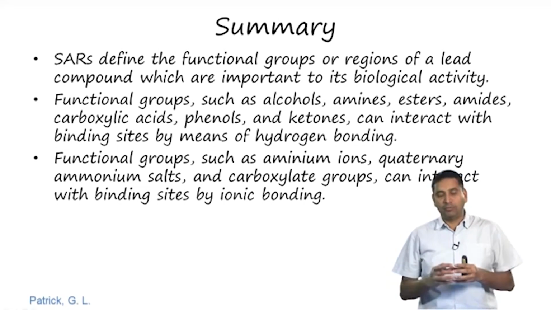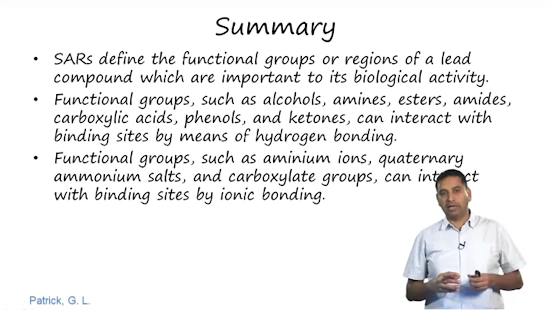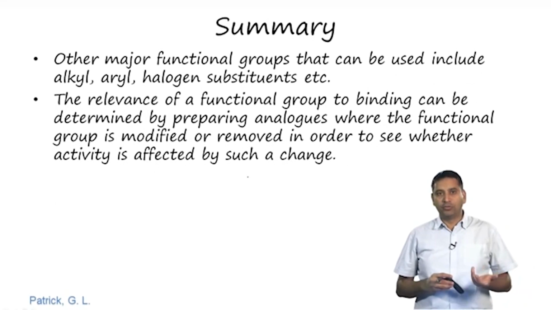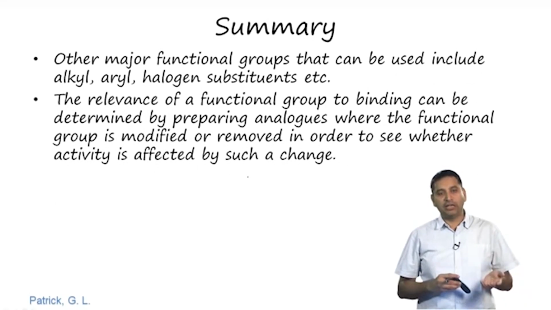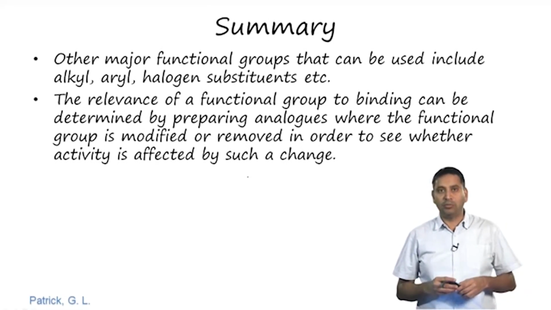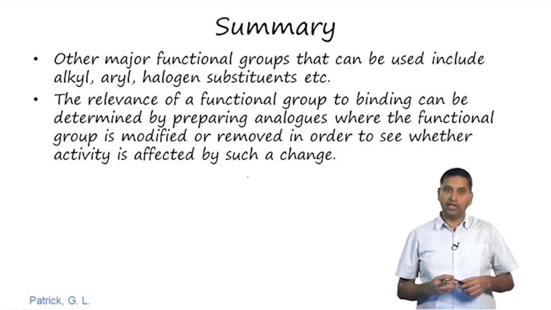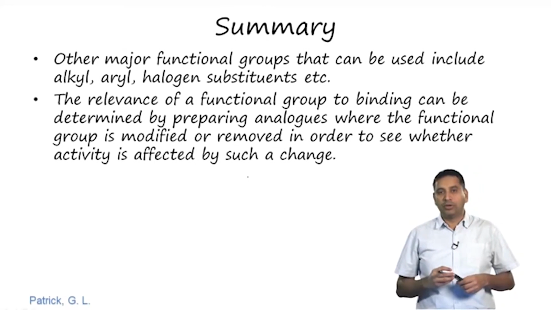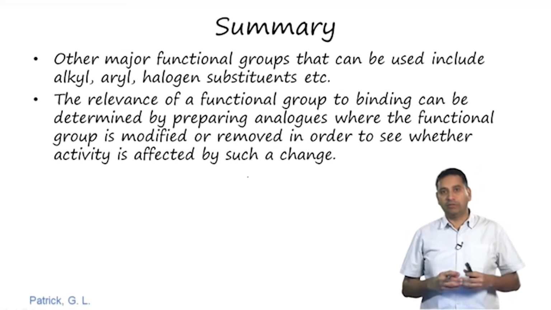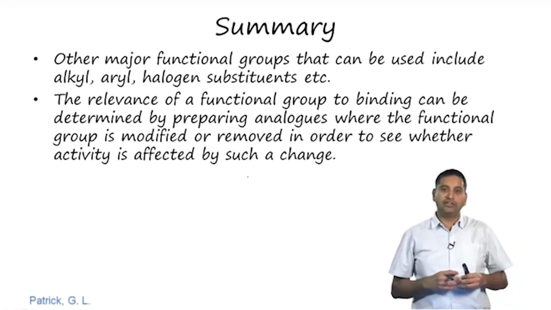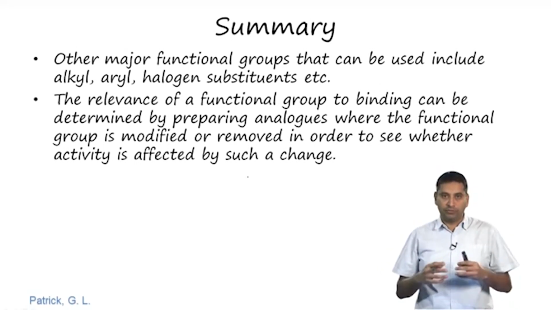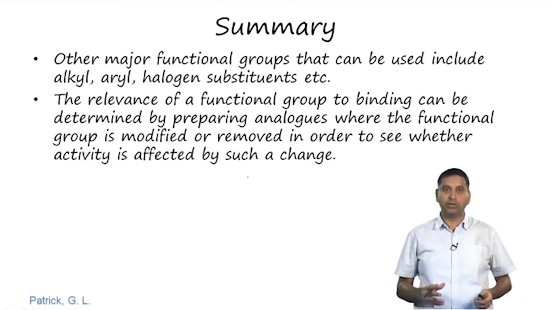And we have looked at cations and anions which can interact by ionic bonding. Some of the other major functional groups which can interact in this manner are the alkyl, aryl and halogen substituted compounds. And we have also seen that halogen substituted compounds may have a propensity to do alkylation, which is not very desirable. The relevance of the functional group to binding can be understood when we make analogues. Here what we do is we either modify or remove the functional group altogether and see whether the activity is affected by such a change. So, we have seen all of these concepts in the past few lectures.